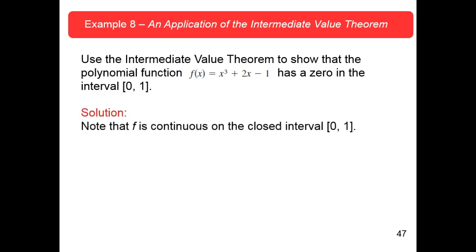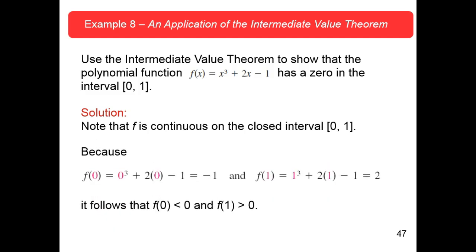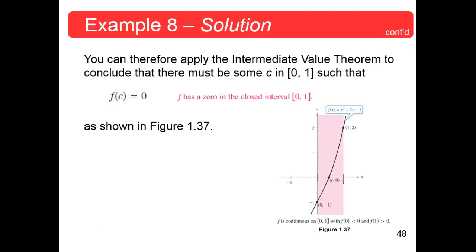They did the same thing. Yeah, they really did, at the top. But then they included a graph, so they did a little bit more. f is continuous on the closed interval because it's a polynomial function, so it's continuous everywhere, specifically on the closed interval 0 to 1. Then evaluate it at 0, evaluate it at 1. That gave you -1 and 2. It follows that f of 0 is negative, f of 1 is positive. So there has to be a 0, and here's where they show it.